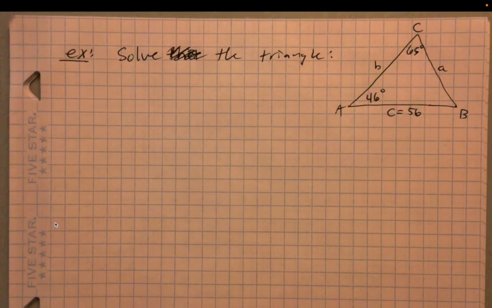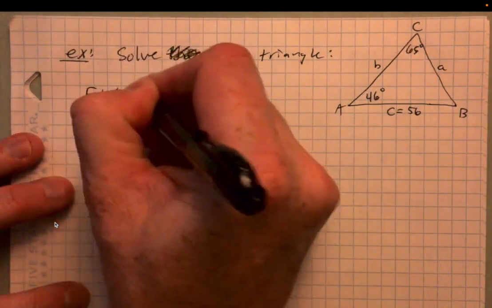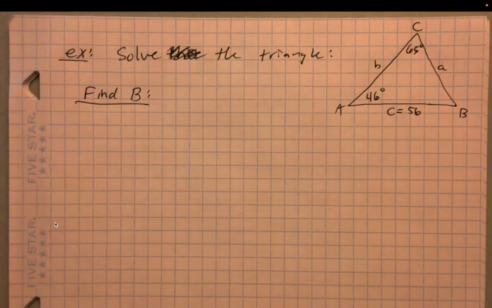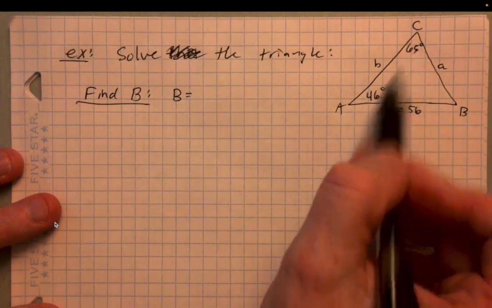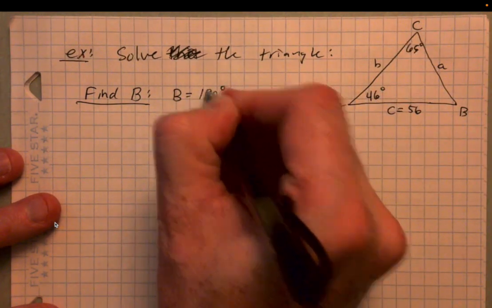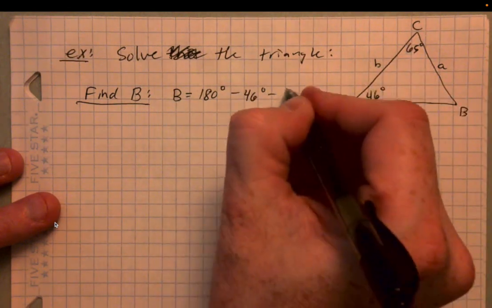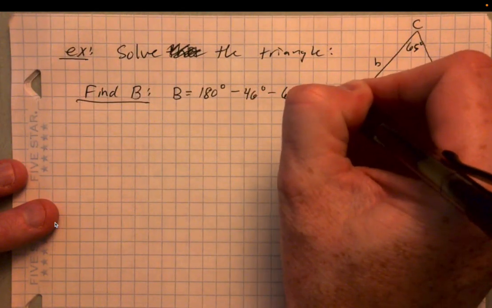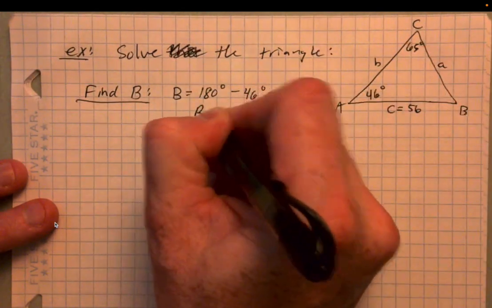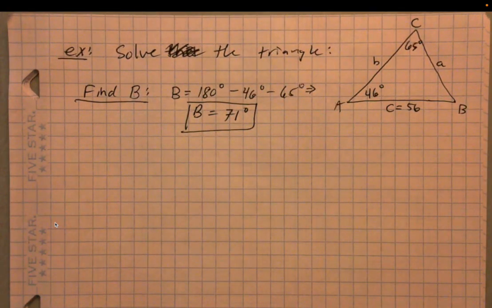Well, probably the best place to start is by finding the angle B. So let's find angle B to start with. That's the easiest thing anyway, so we say that B is definitely 180 degrees minus these two. So the whole triangle is 180 degrees, and I can subtract off 46, and I can subtract off 65. And what do I get? Well, when I do that arithmetic, I get 71 degrees. So I know B is 71 degrees.